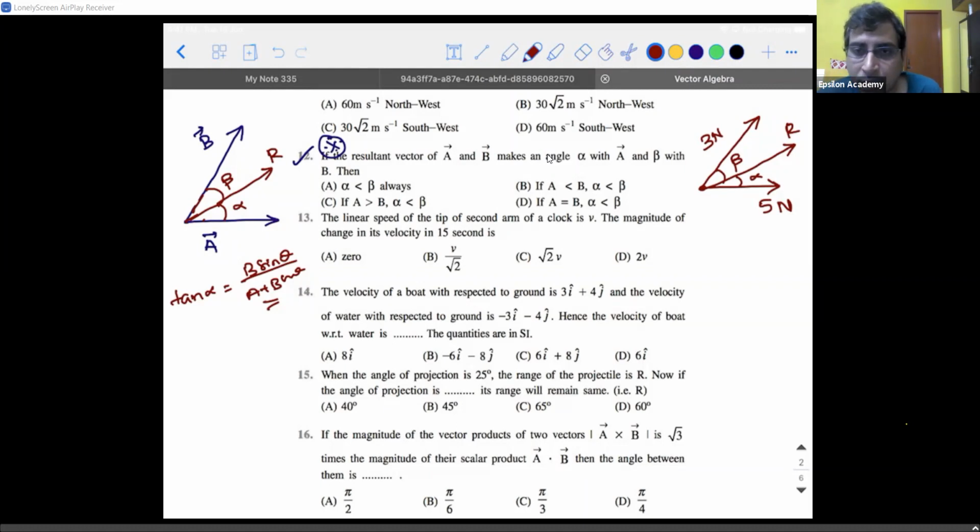So the resultant will be close to, please make a note of this point. The resultant will be close. When I say close, it is in terms of angles as well. The resultant will be closer to the vector with a greater magnitude. Okay, that's what happens.